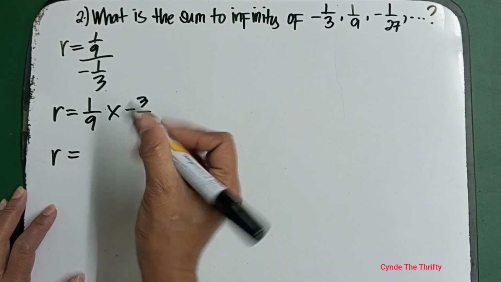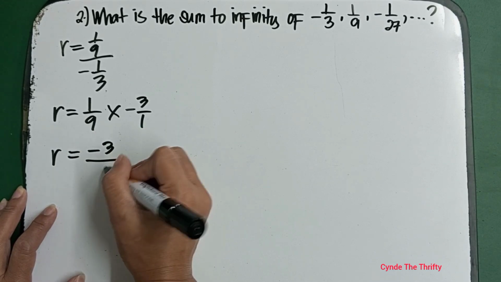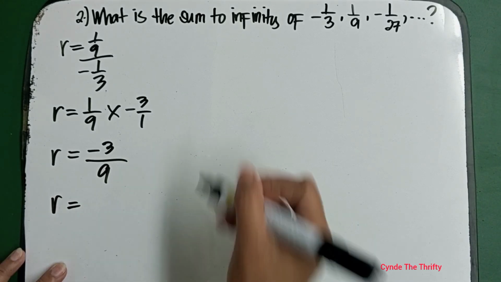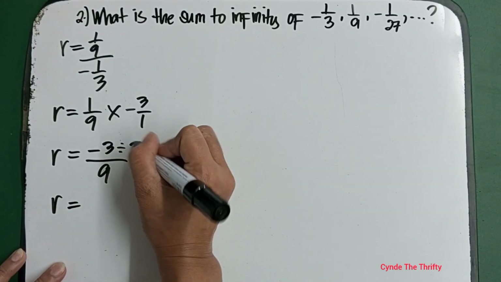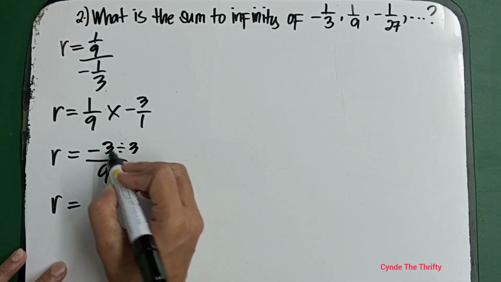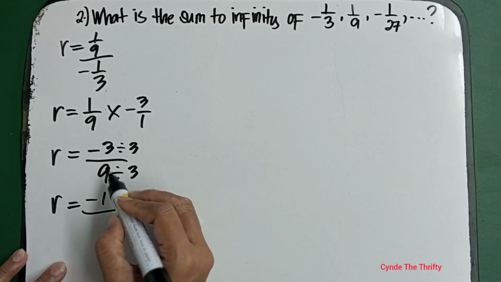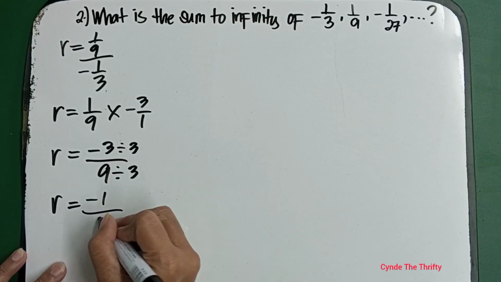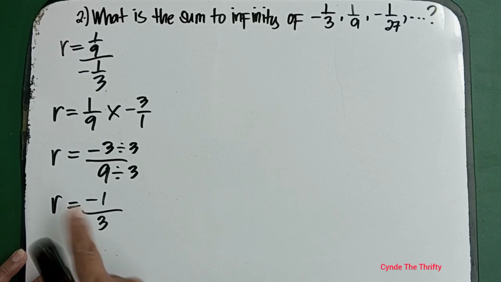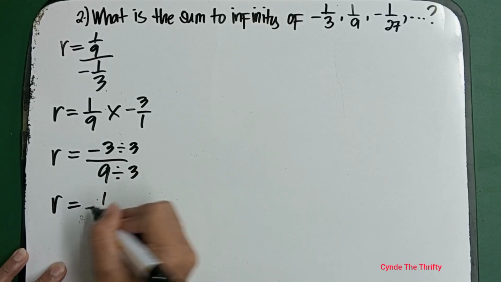So, common ratio is equal to 1 times negative 3 is negative 3/9 times 1 is 9. Okay, so 3/9, i-reduce natin into lowest term sa pamamagitan ng pag-divide sa kanila pareho ng 3. So, ang GCF ni 3 at 9 is 3. So, negative 3 divided by 3 is negative 1 over 9 divided by 3 is 3. So, therefore, ang ating common ratio is negative 1/3. Dapat pala si negative nasa gitna. Okay, so negative 1/3.